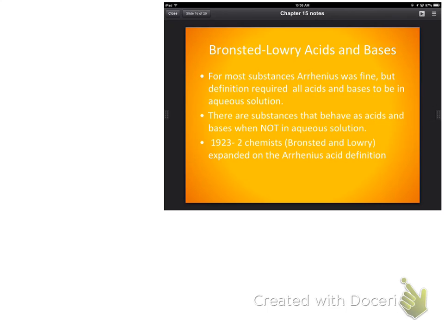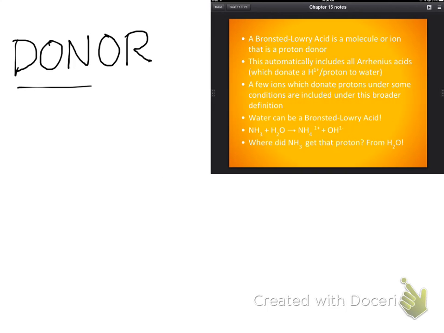Because there are substances that behave as acids and bases even when they're not in aqueous solution, the Bronsted-Lowry definition expands on the Arrhenius definition, and it fixes that up. In your book, you'll notice that Bronsted has a little line through the O. That's because he's Norwegian or Danish or some place where they make little lines through their O's. But anyway, I want you to think about the word donor for a minute. This is going to be a very important word as we talk about Bronsted-Lowry.